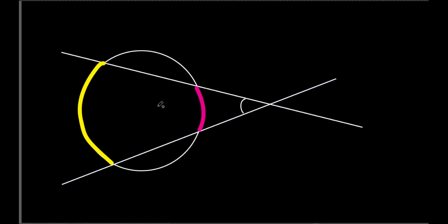So let's put some letters in here. We'll say that point where they intersect is A. This is B. That's D. This is C up here. And this is E right there. All right, so let's write it down. So angle A, we'll call this angle A. Is that all right? So angle A is equal to half the difference of the two arcs.